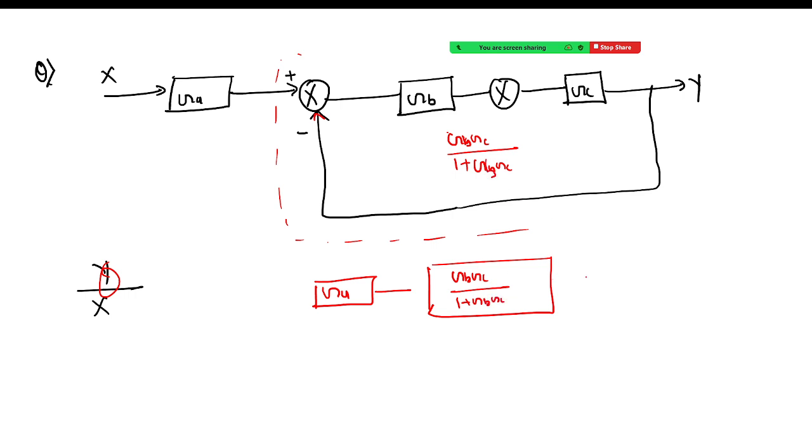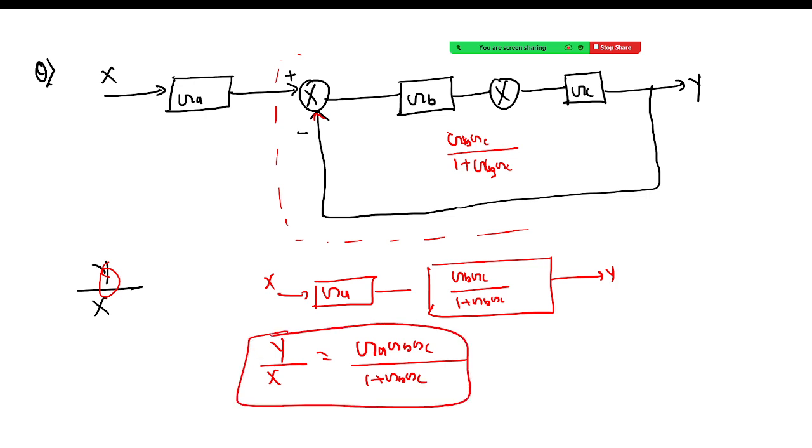Is it clear? And then again this is y and this is x. So y by x will be just the multiplication of this one. So y by x is equal to GA GB GC divided by 1 plus GB GC. Is there any doubt? Tell me. Anyone has any doubt?